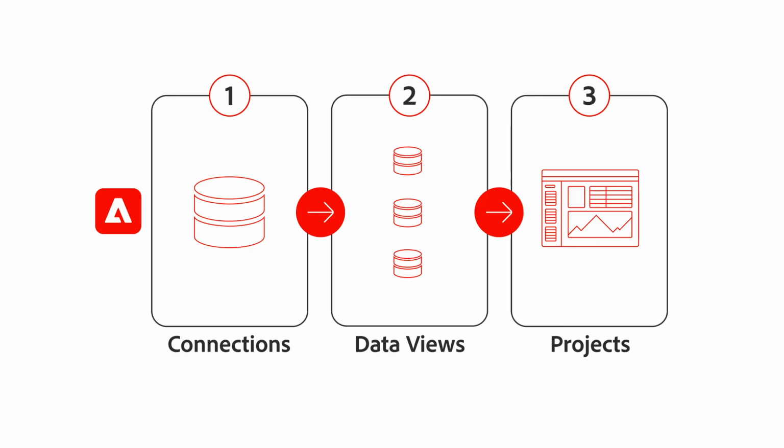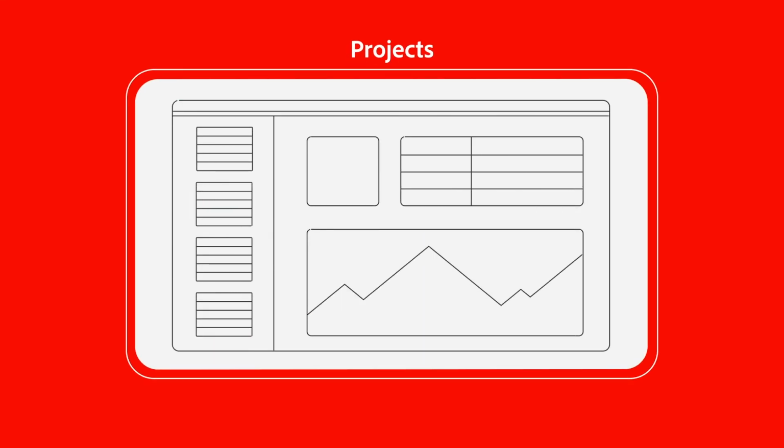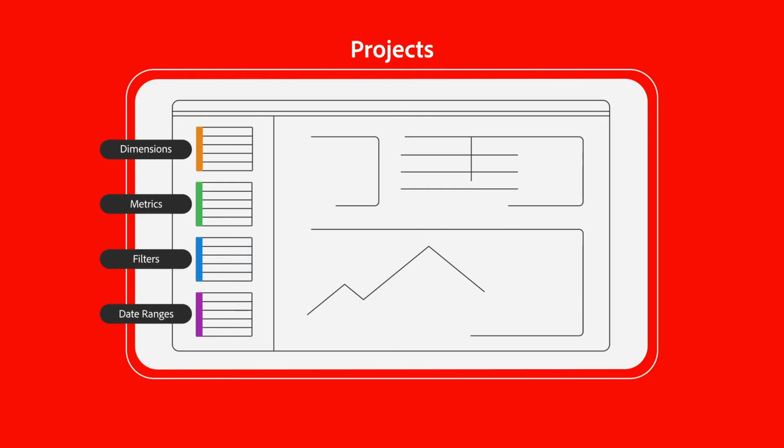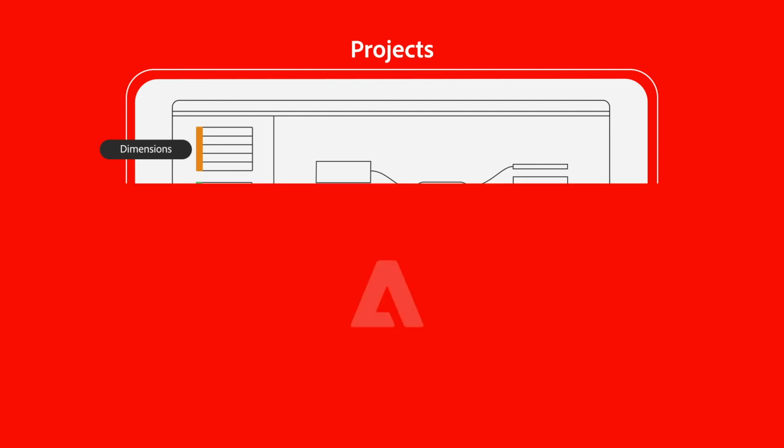Finally, once you have a data view, you can use it inside of an Analysis Workspace project. Workspace projects give you lots of tools and visualizations to deeply understand the data you've connected together. Using the four basic workspace components, dimensions, metrics, filters, and date ranges, you can build out simple or sophisticated analyses to answer just about any question you or your business stakeholders might have.